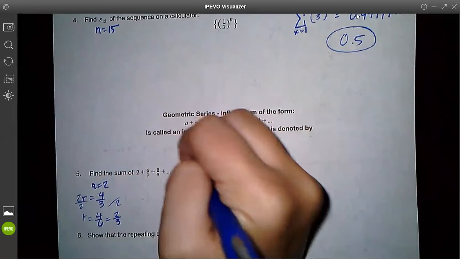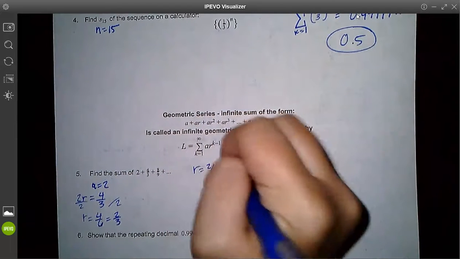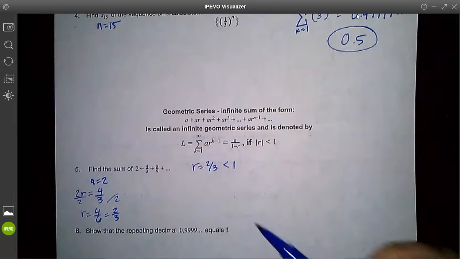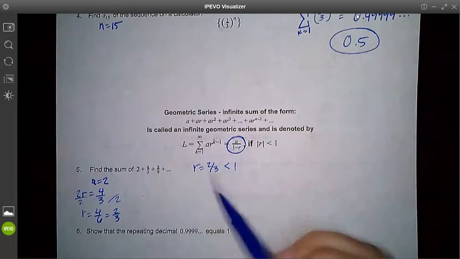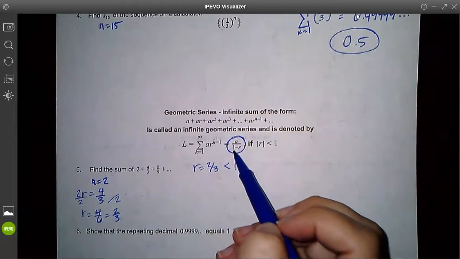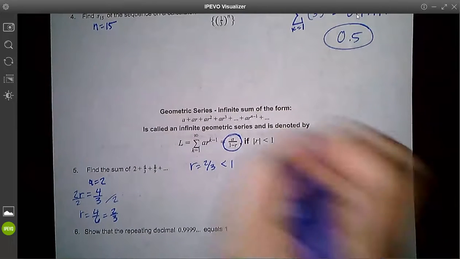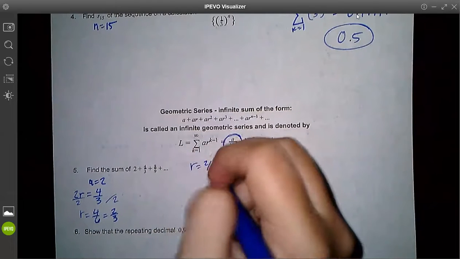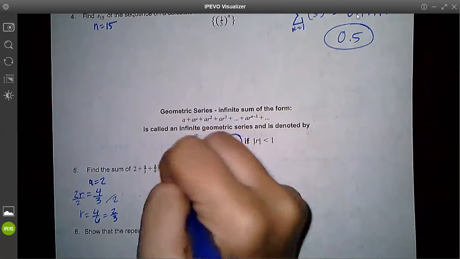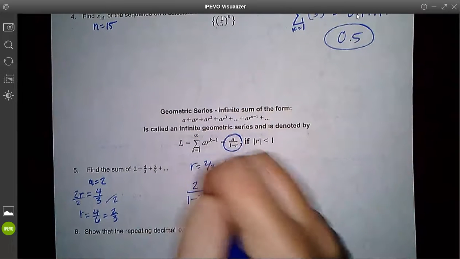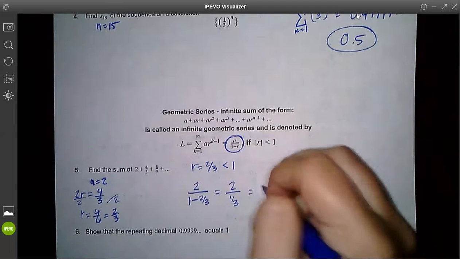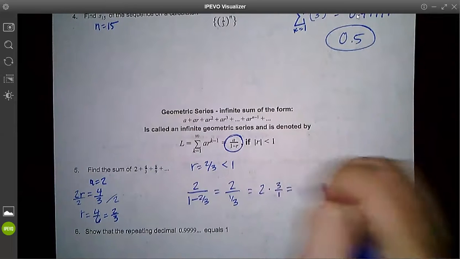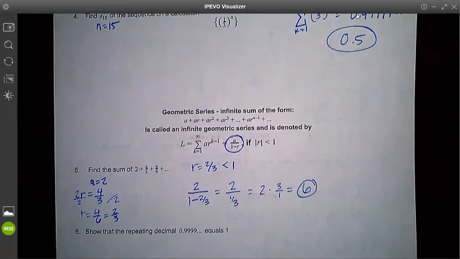So my common ratio is 2/3. So I can find the sum of my infinite series using this formula, which is equal to that: A, which is your first term, over 1 minus your common ratio. So my sum is going to be 2 over 1 minus my 2/3, which is 2 over 1/3, which is 6.